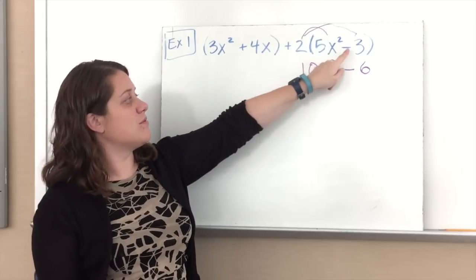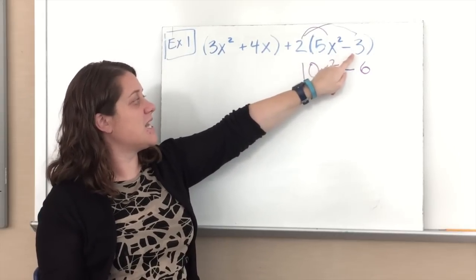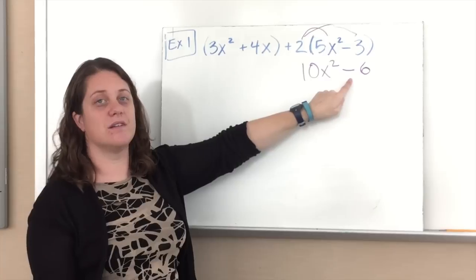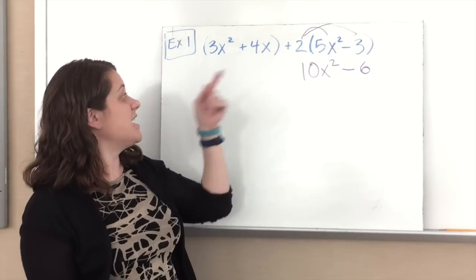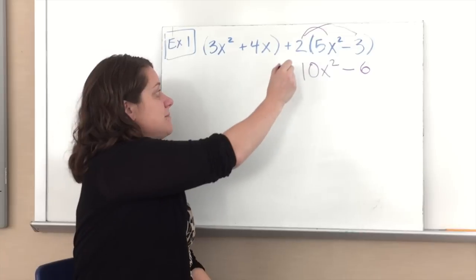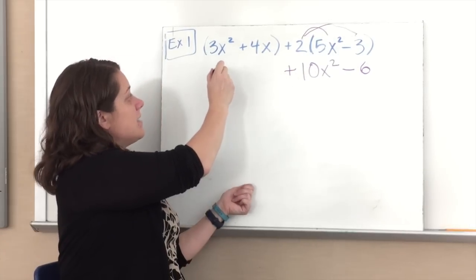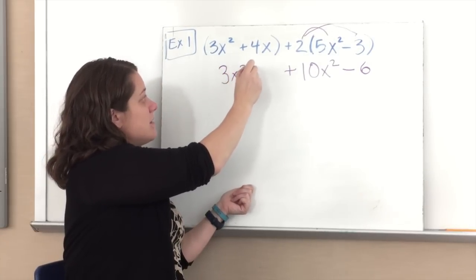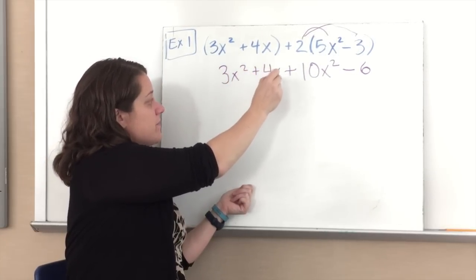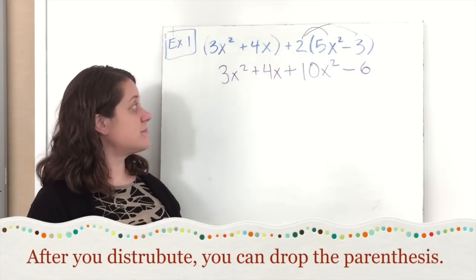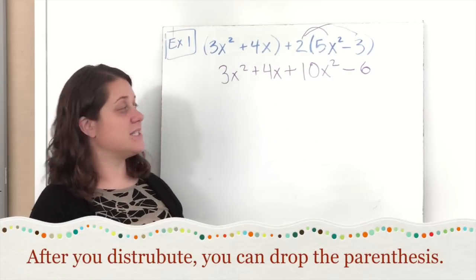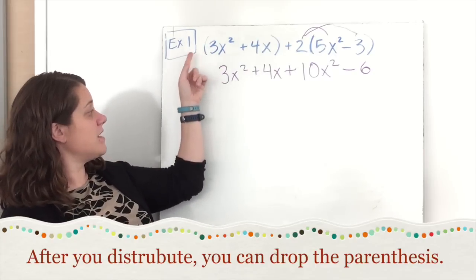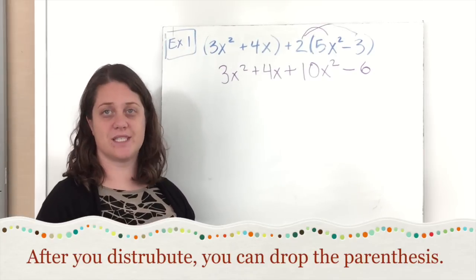Remember that when you're multiplying, that's like a negative 3, and then I bring down a negative 6, which is just like a minus 6. Now, I can bring down the plus sign here, and I can bring down the 3x squared and the 4x. Shouldn't you bring down the parentheses? Since I already distributed, I don't really need those parentheses, and since there was nothing to distribute out here, I can just go ahead and drop those parentheses.